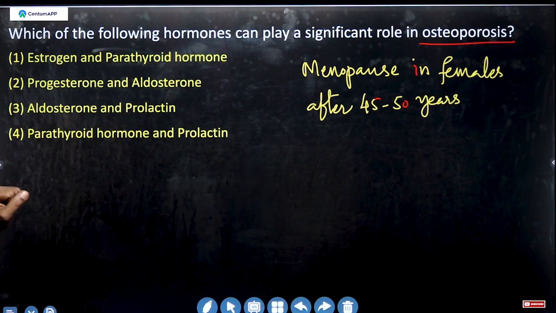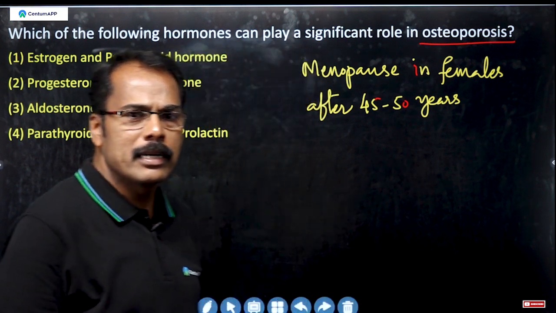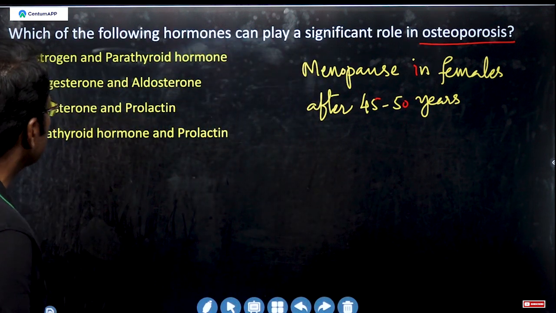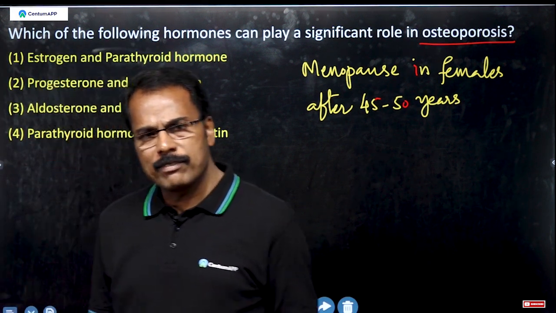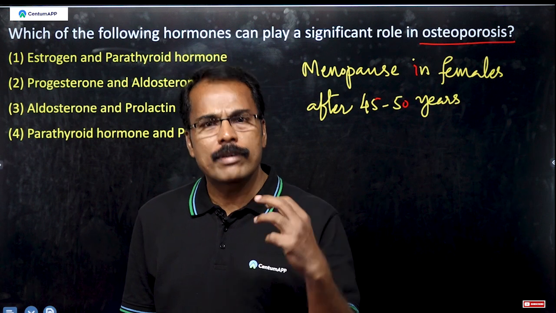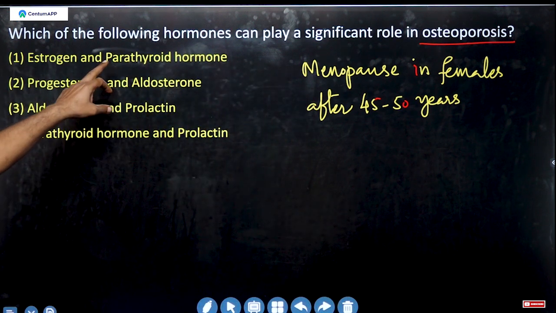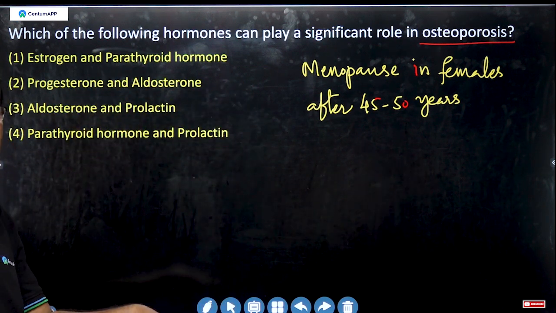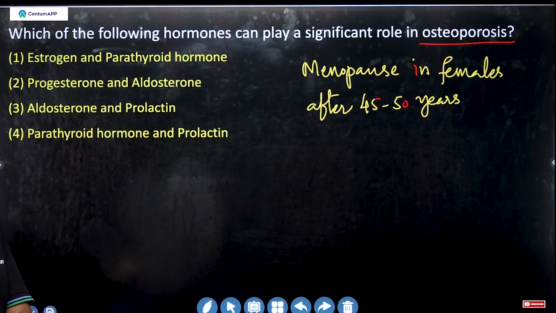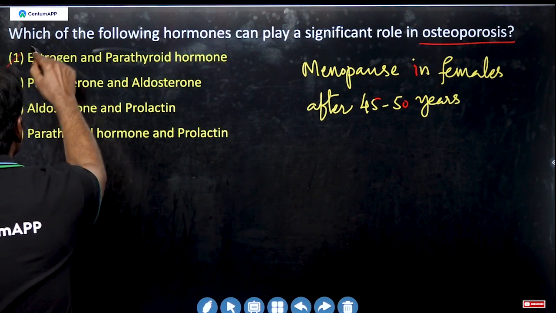Estrogen plays an important role in the deposition of calcium ions, and parathyroid hormone is responsible for the release of calcium ions from the bones into the blood. So, if the parathyroid hormone secretion is excessive, too many calcium ions will be drawn from the bones into the blood, and then osteoporosis occurs. So, the first option is the right one.